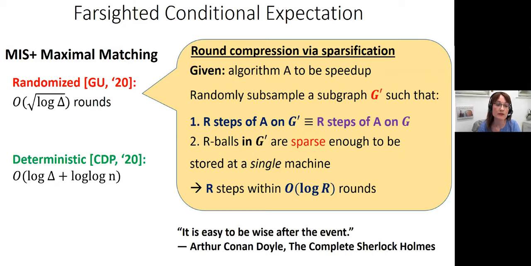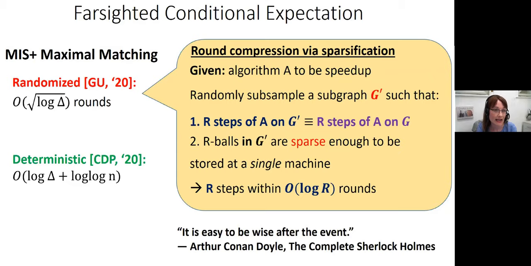These kinds of algorithms are, again, very hard to derandomize because the conditional expectation is not local. It is based on some information in the R-ball, but the graph is too dense. I cannot see my R-ball. If I could see my R-ball, I could just work on it and solve it. So handling this non-local conditional expectation is another strong barrier.